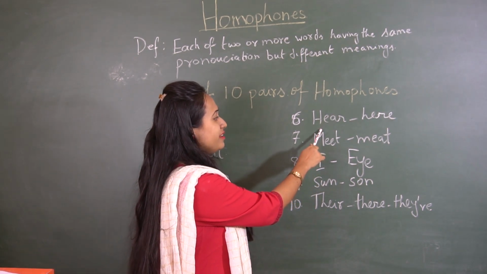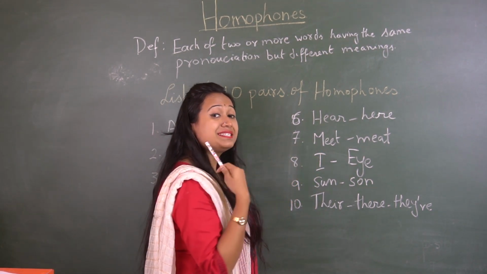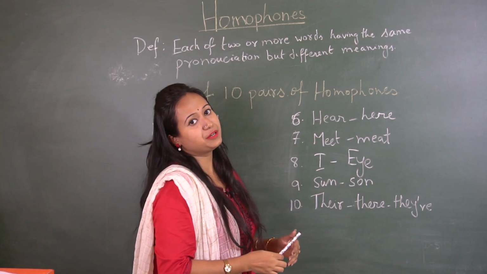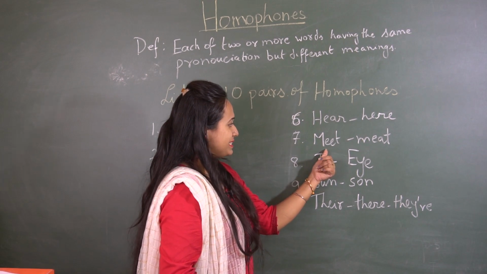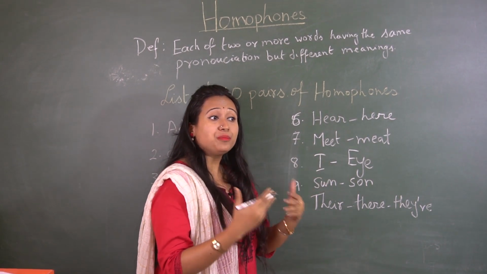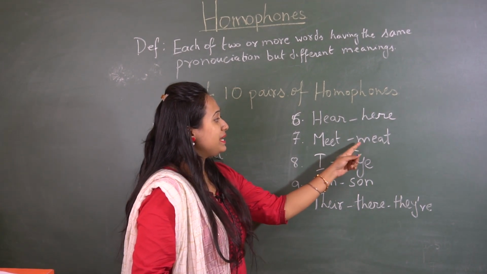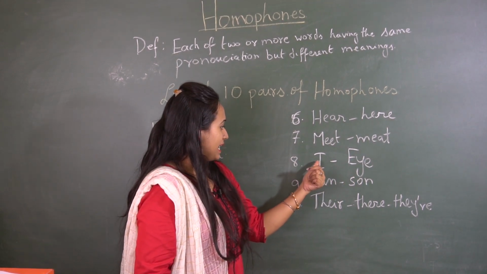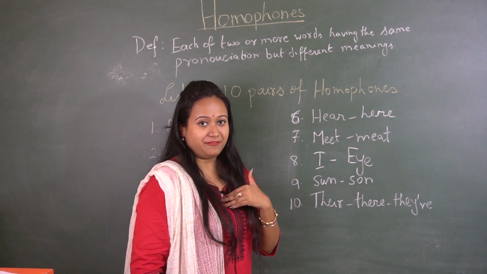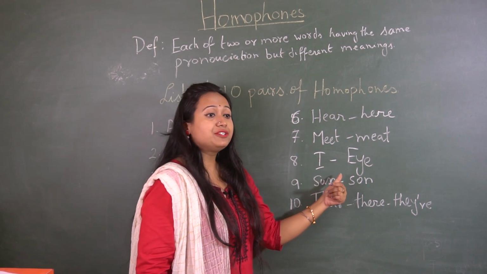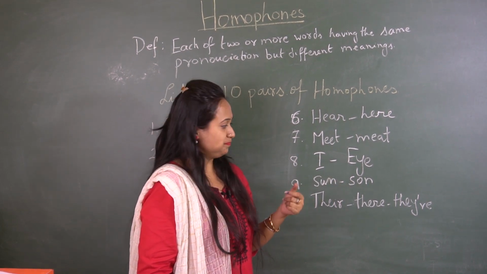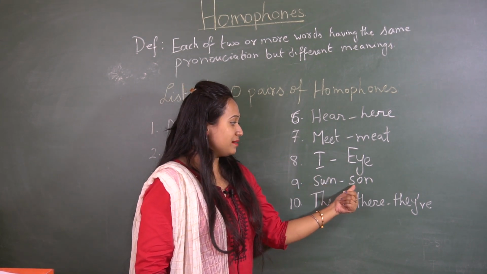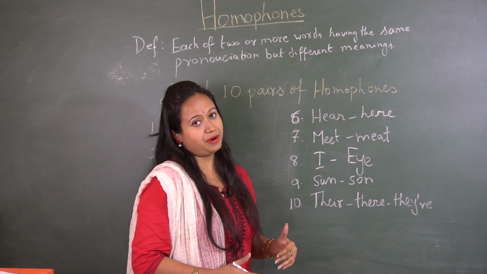Next we come to hear, H-E-A-R, to listen to something. Here, H-E-R-E, means to be present at that particular place. Meet, M-E-E-T, means you are going to meet someone, and meat, M-E-A-T, the piece of meat. Next, I, it means yourself. Eye, which relates to the parts of our body. Sun, S-U-N, which is the sun, and son, S-O-N, it means the son of someone.